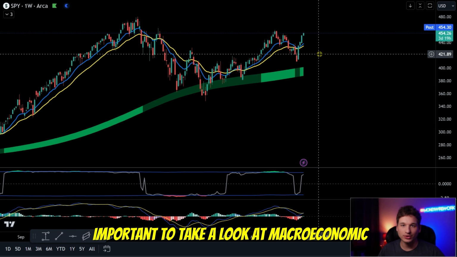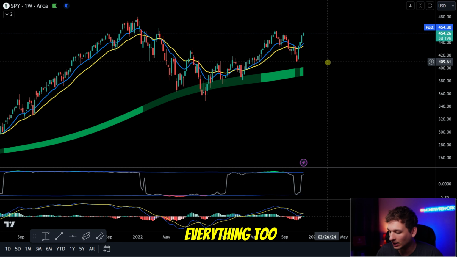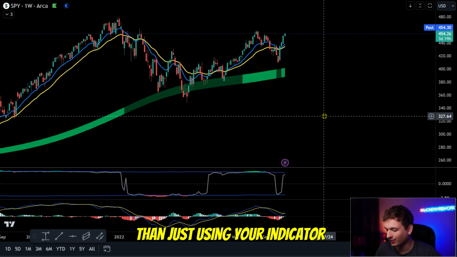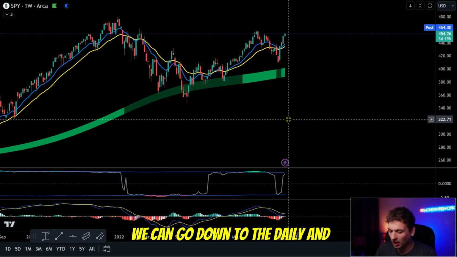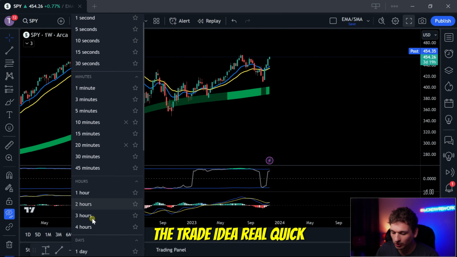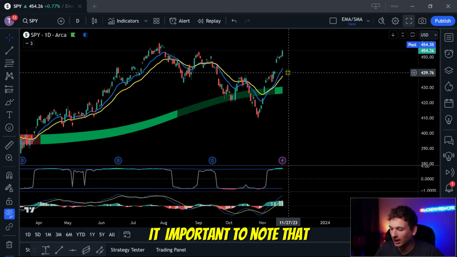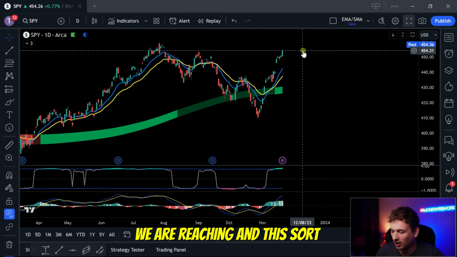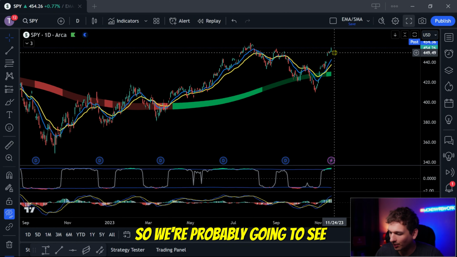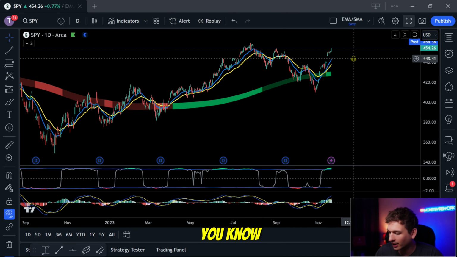Now, it is also important to take a look at macroeconomic trends, just as far as the Fed and everything too. But you can trade in a vacuum and just use your indicators, okay? We can go down to the daily, and then we're going to get into the trade idea real quick. So I'm not going to spend too much more time on the S&P 500. But you can see right here, it is important to note that we are reaching this sort of resistance here. So we're probably going to see some downturn. And then from there, that's where it's important.